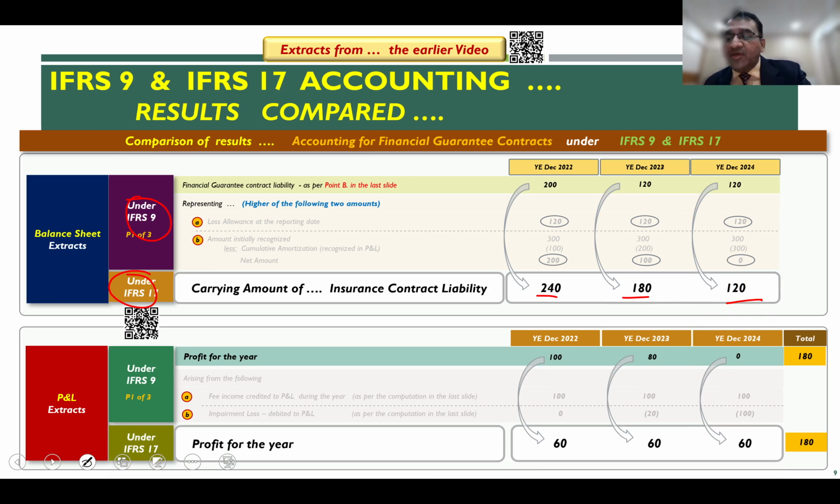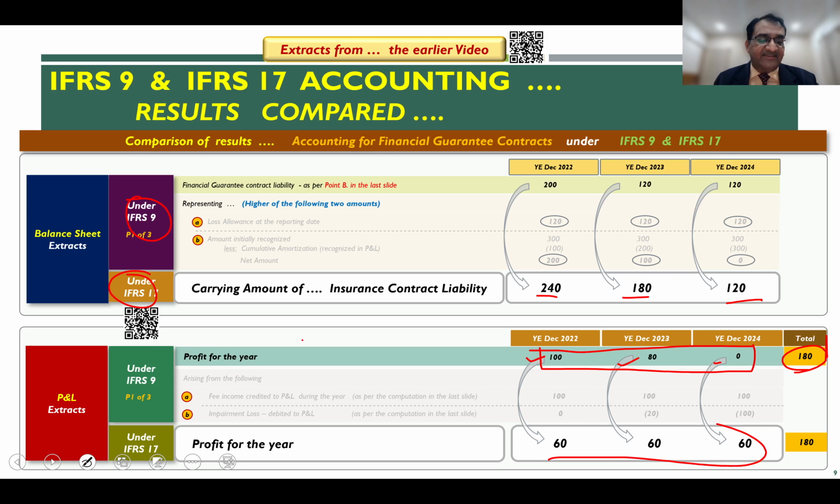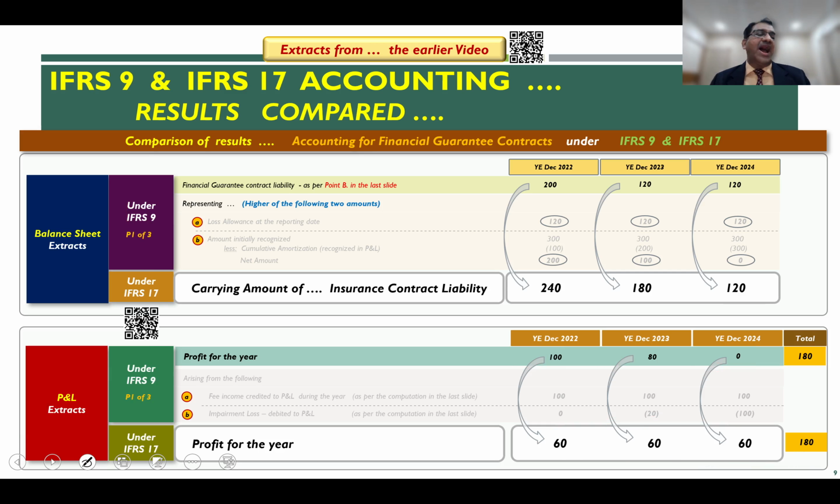If you look at the way you recognize the revenue, under the IFRS 9 perspective you would have recognized income aggregating to 180 over the 3-year period. But here it is 60, 60, 60 in each year. So the aggregate is still 180, but the pattern of revenue recognition, the timing, will change. This is the sum and substance of how the accounting has to happen under Ind AS 117, IFRS 17, and how it compares with the financial instrument standard.